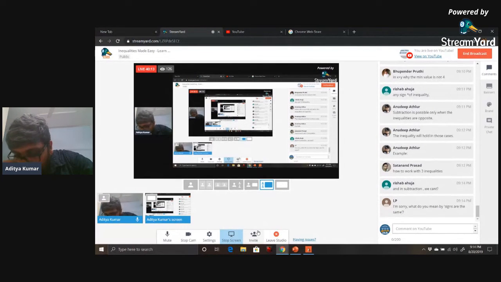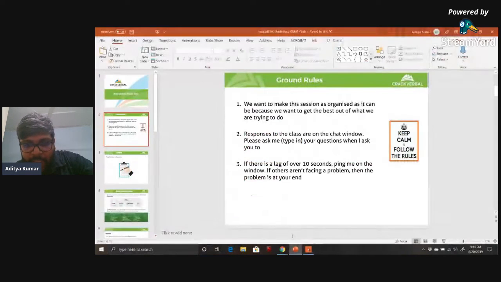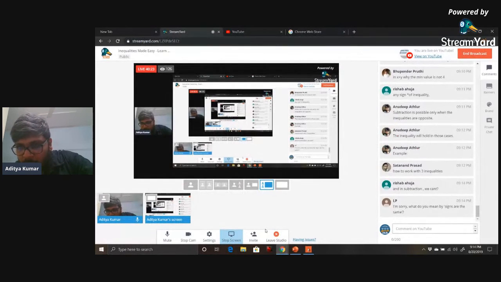Signs are the same means inequality signs are the same, right? The inequalities have to point in the same direction. That's what I mean by the signs. When I say signs, it's the inequality signs that I mean. Okay, LP.